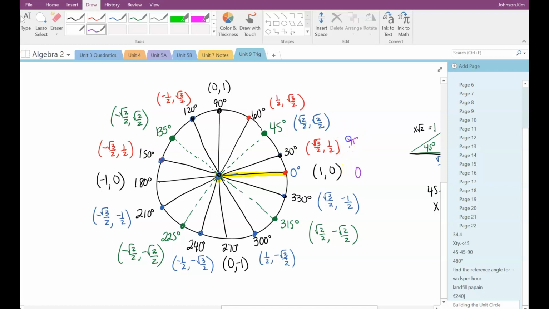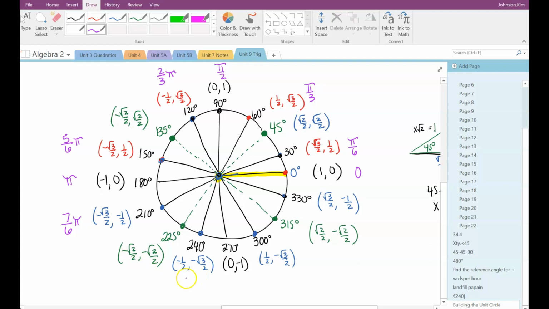This is pi over 6. This is 2 pi over 6, which is pi over 3. This is 3 pi over 6, which is pi over 2. This is 4 pi over 6, which is 2/3 pi. Skip the 45s. This is 5 pi over 6. This is 6 over 6, which is pi. This is 7 over 6 pi.